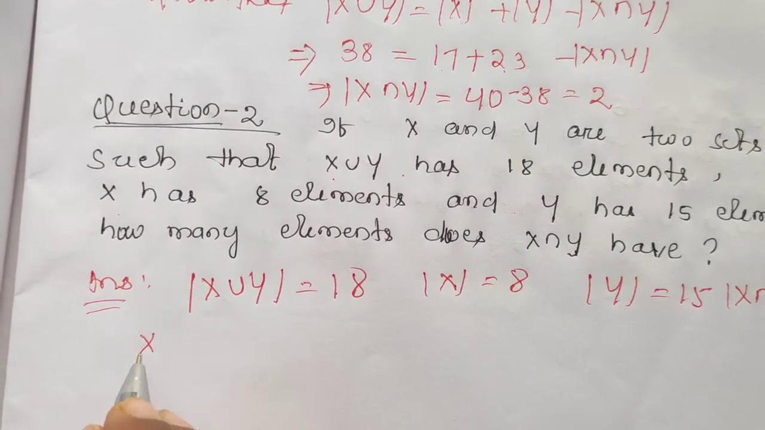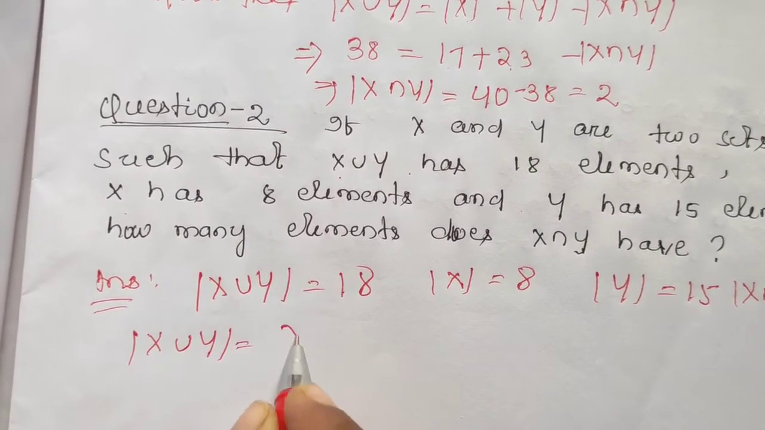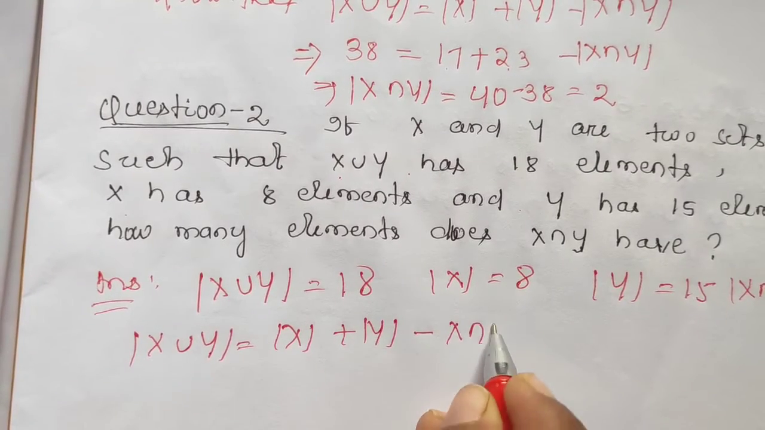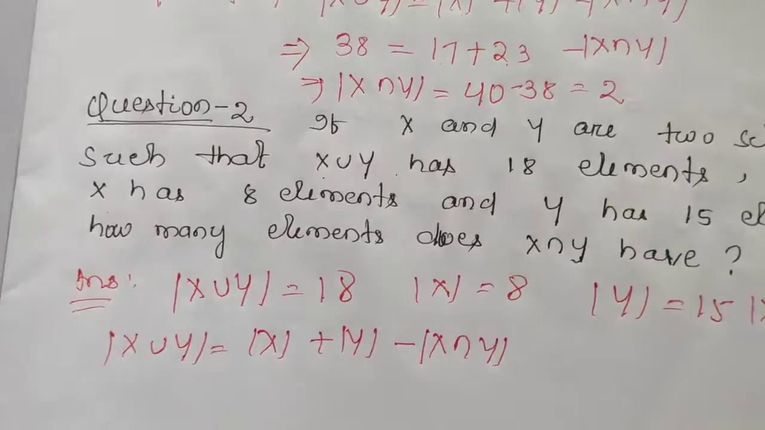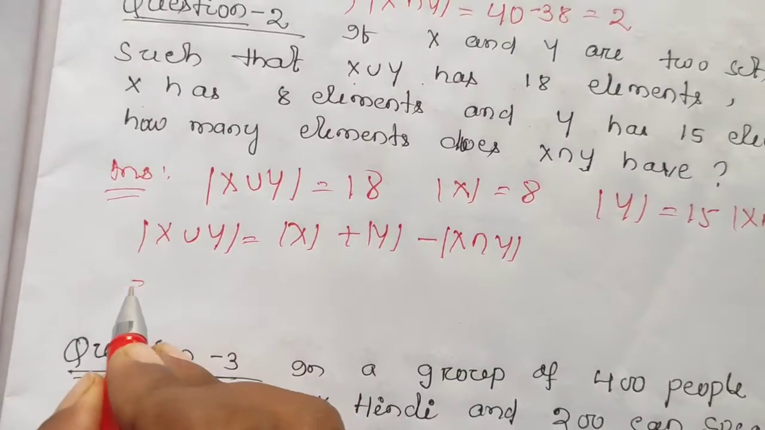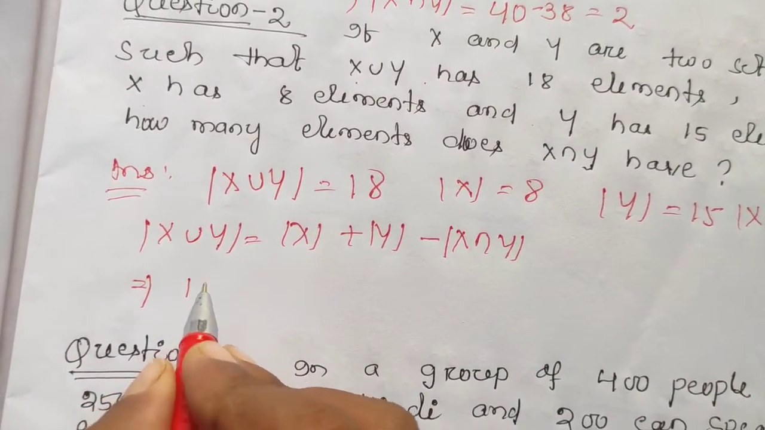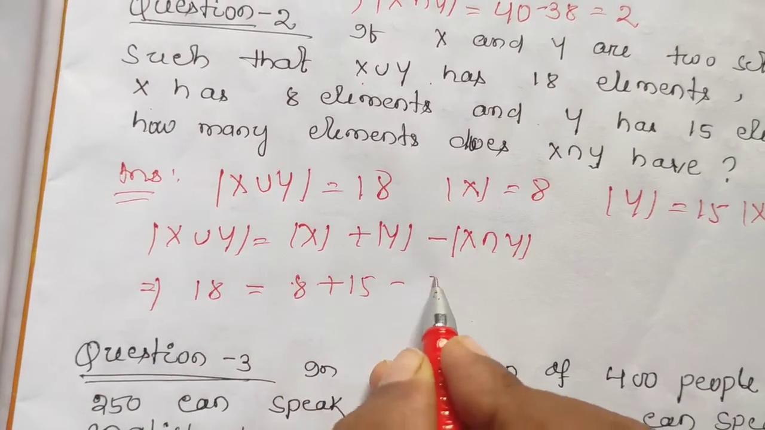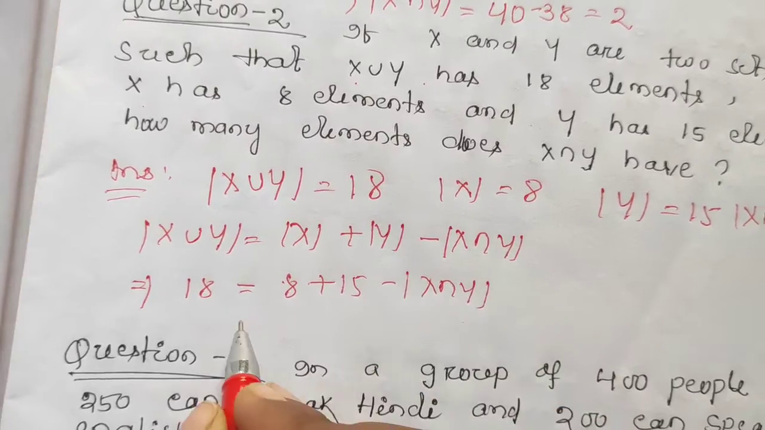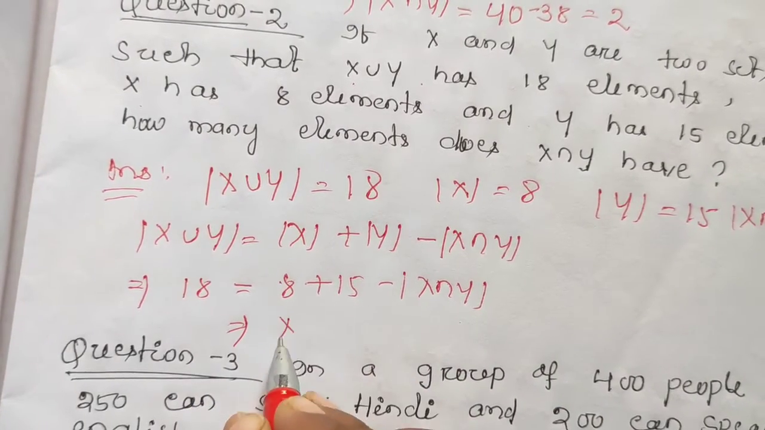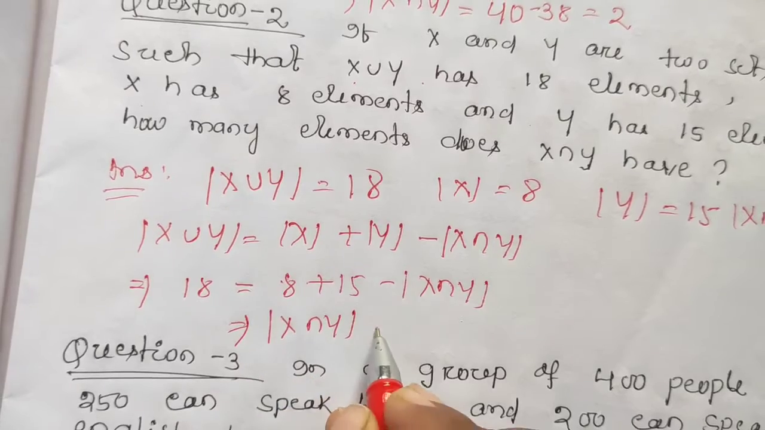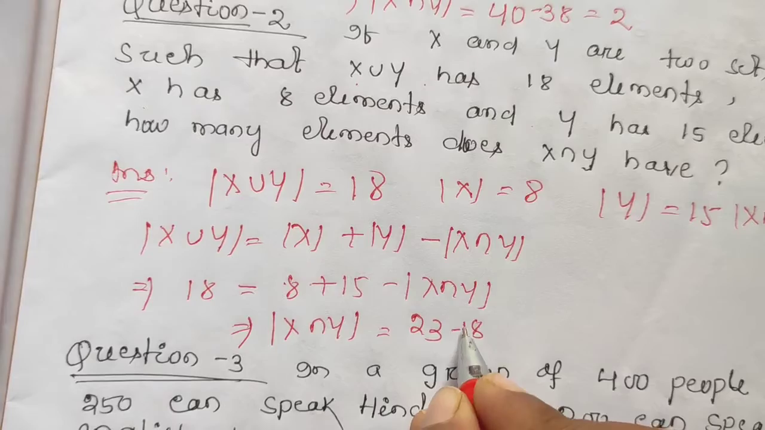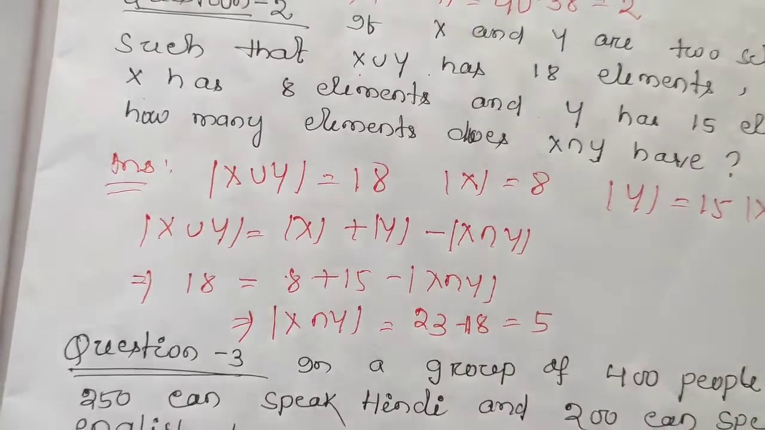So we know that x union y mod is equal to x mod plus y mod minus x intersection y mod. It is already given that 18 is equal to 8 plus 15 minus x intersection y mod. This implies that x intersection y mod is equal to 15 plus 8, 23, minus 18, which is equal to 5.